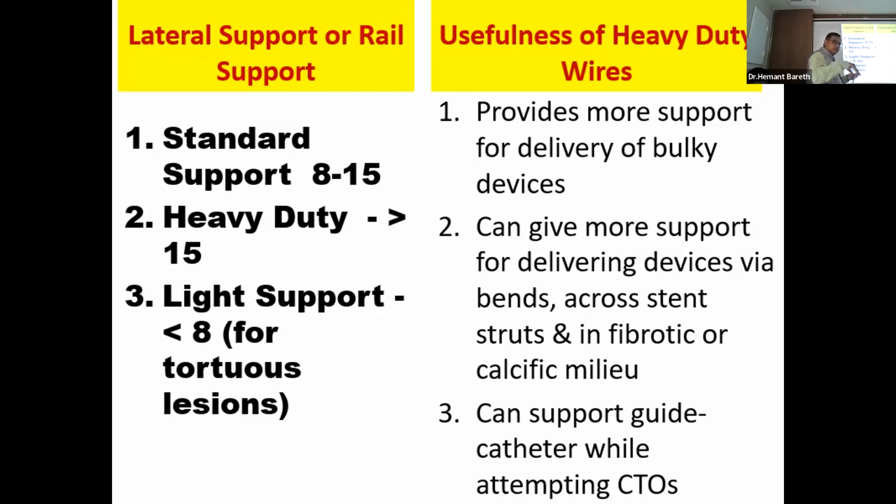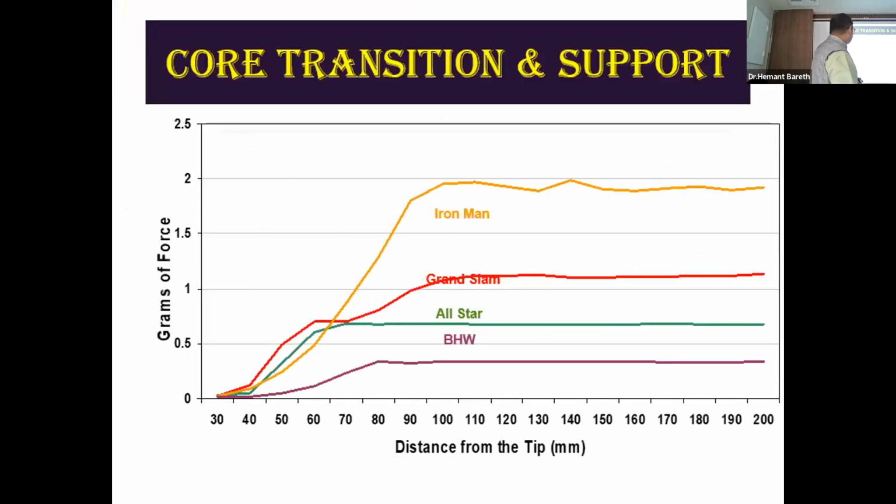So for tortuous lesions, naturally you need to bend the wire again and again, so you require a light support wire. For calcific lesions, you might require a heavy duty wire. The usefulness of a heavy duty wire is that you can deliver bulky devices over it. It can give more support even through stent struts or highly fibrotic or calcific lesions. And naturally, it can be useful when you are doing CTO because you require more pushability and more support if you have to do CTOs. So this is just some example.